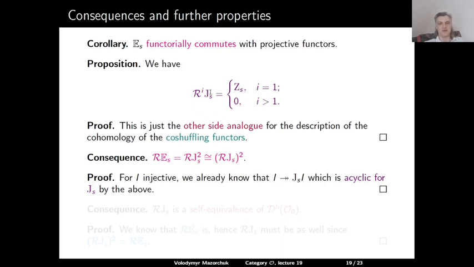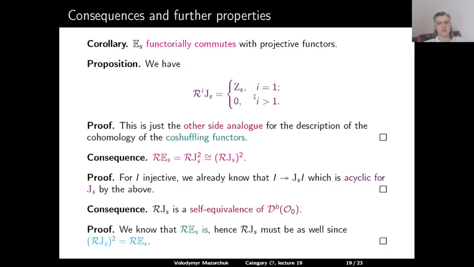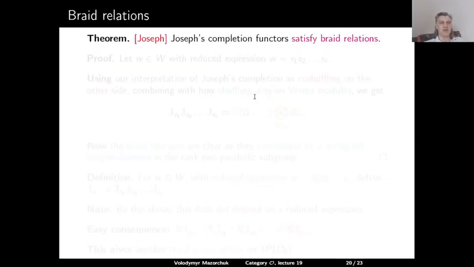And from this description, we have that this outcome is acyclic for JS because its top is antidominant and hence is killed by ZS. And from this, now we can derive that the right derived of JS is a self-equivalence of D^b(O0). So this follows from the fact that its square is a self-equivalence of D^b(O0), as we know from the previous lecture. Next observation is the following theorem due to Joseph.